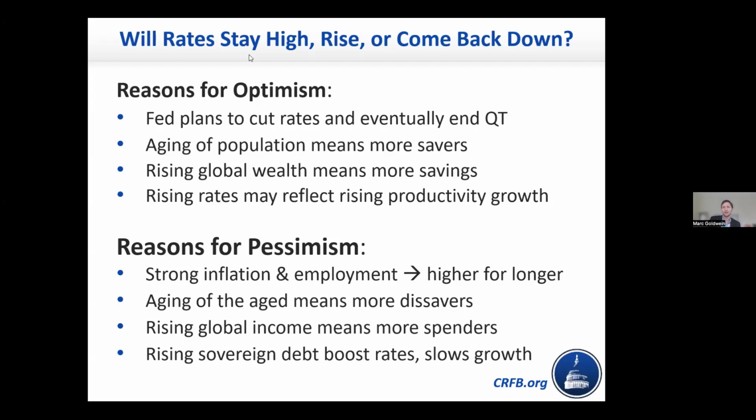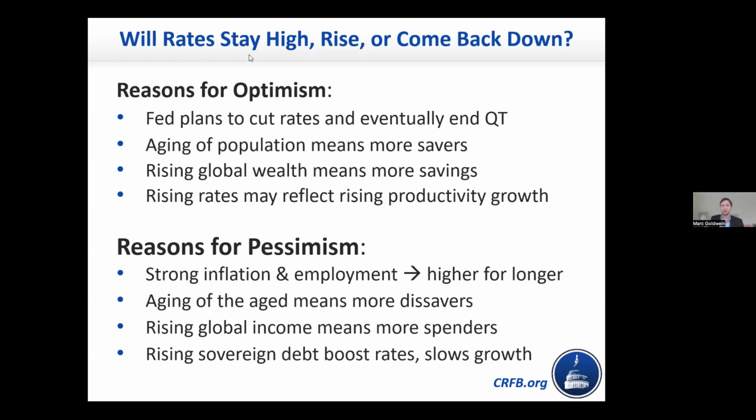As population gets older, that means more savers. That should put downward pressure on rates. Same with rising global wealth. And lastly, to the extent that these high rates reflect rising productivity growth, we may actually be getting higher G. And so even if our R is higher, if our G is higher too, we're okay. But I think there's also some good reasons for pessimism. Things could get even worse.